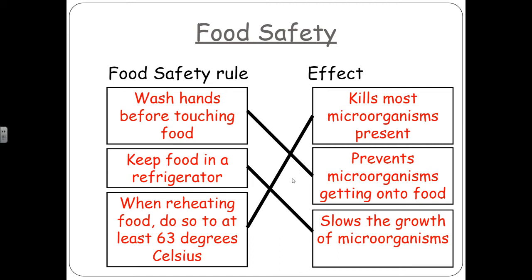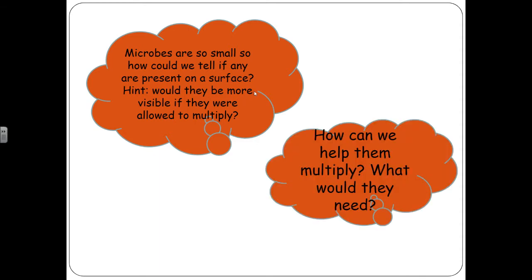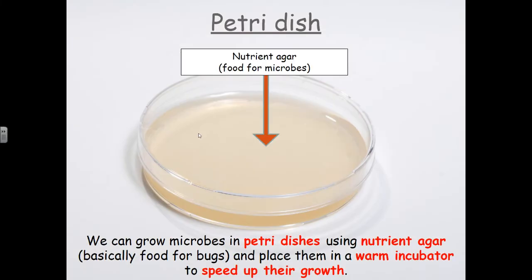If you look in your notes, you'll probably find there's a section that this will help you with in the food safety bit. So microbes are so small that it's very difficult to see them. So we need to wait until there's enough of them that they're visible. How can we help them multiply? So if we want to help these bacteria, how would we do that?